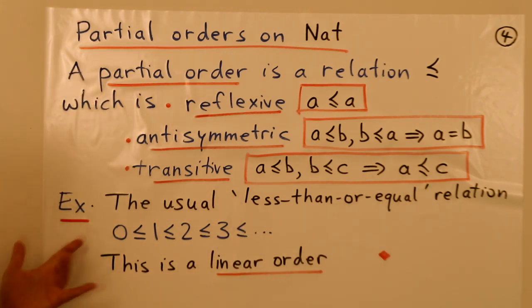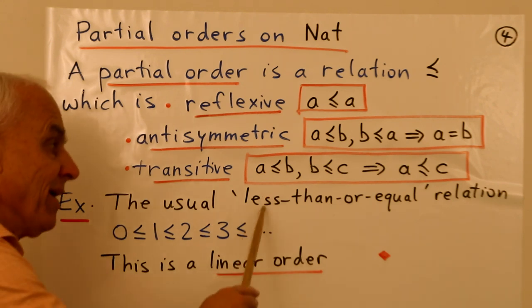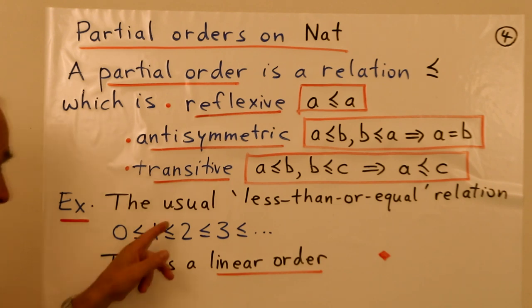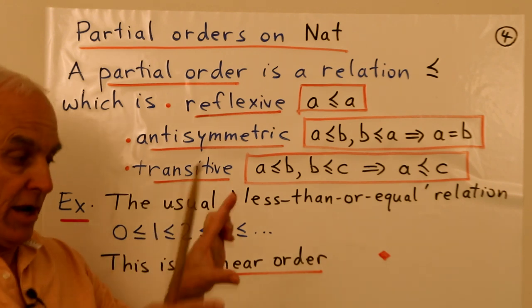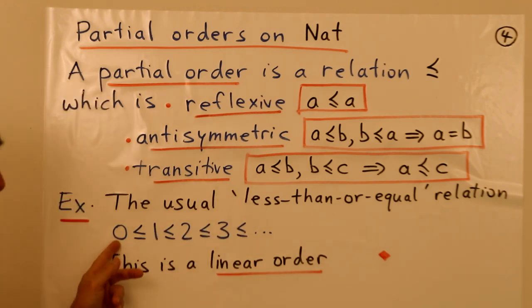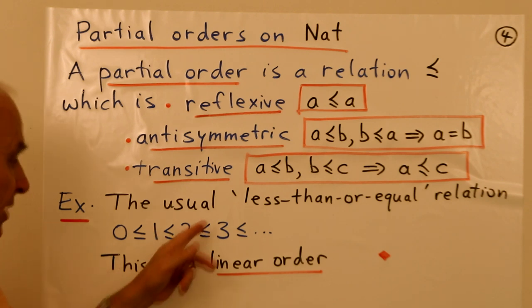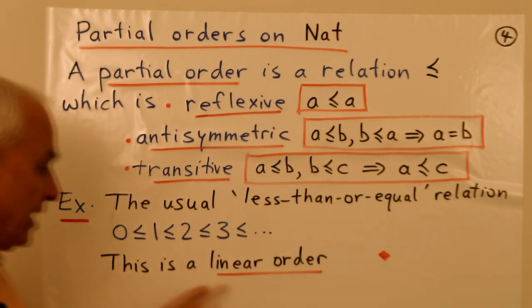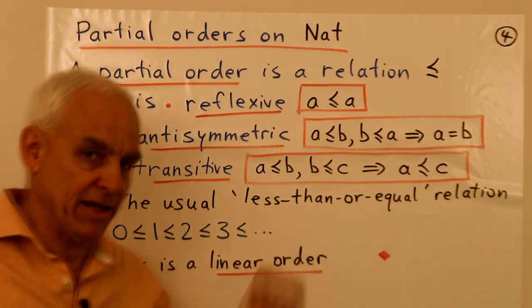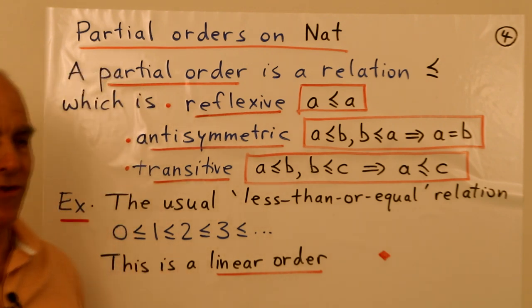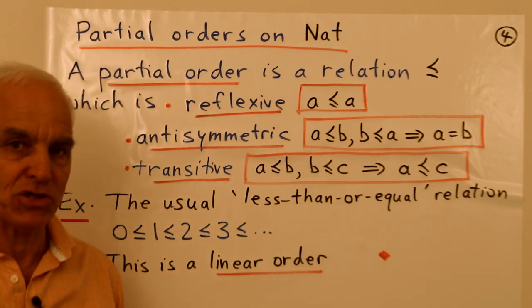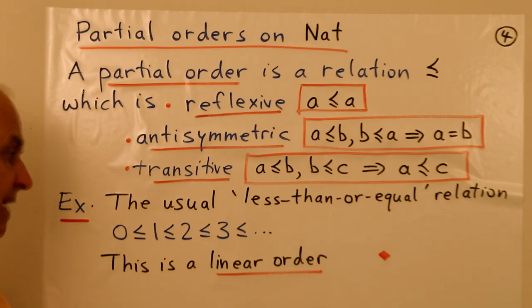So the simplest example of a partial order is to just use the usual less than or equal relation given by the usual sign like this. 0 is less than or equal to 1, less than or equal to 2, less than or equal to 3, etc. This is a linear order because they're all exactly in sequence. It's almost a kind of trivial partial order, but still an example of a partial order.